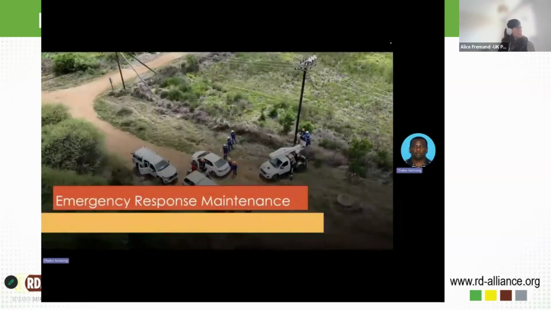As you can see here, this is a typical example of what they were doing. Once we give them the report, they go to the line that we're working on and attend to all the faults that we found. And from the report that they gave us, this has really helped them in terms of ensuring that we have continuous power supply.